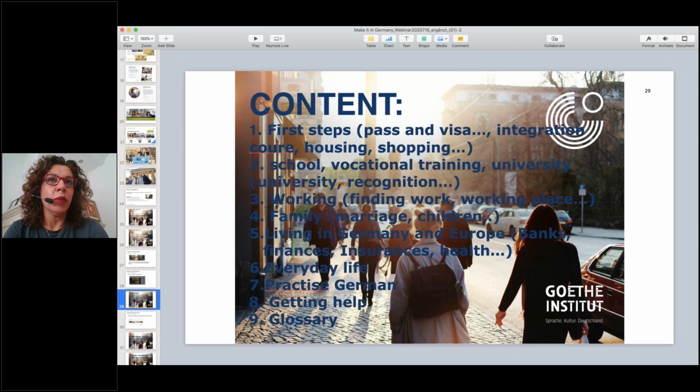All contents of the portal are in this glossary in many languages. So it's easy for you later on to get to know more about the content. The next, please.